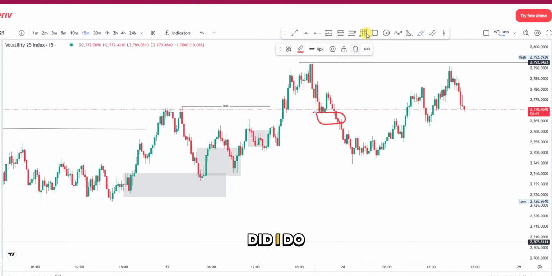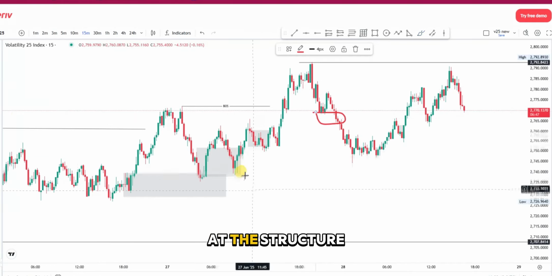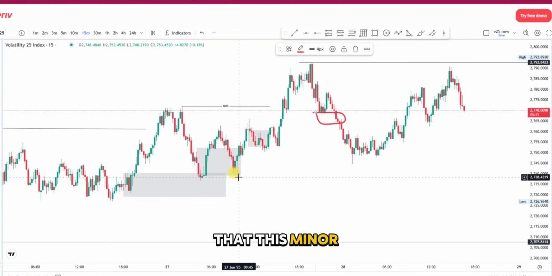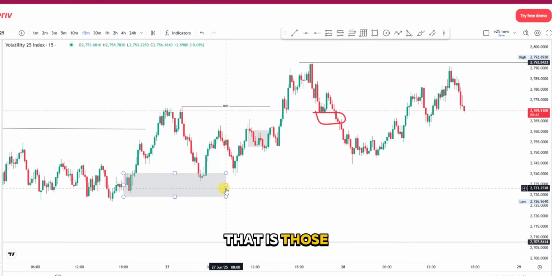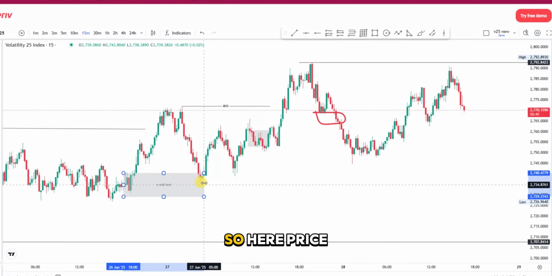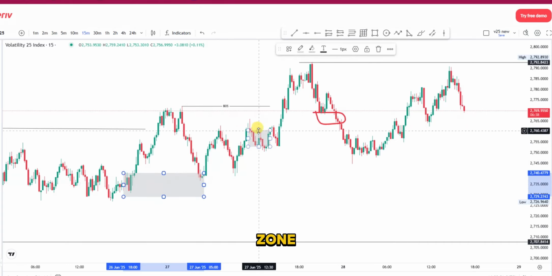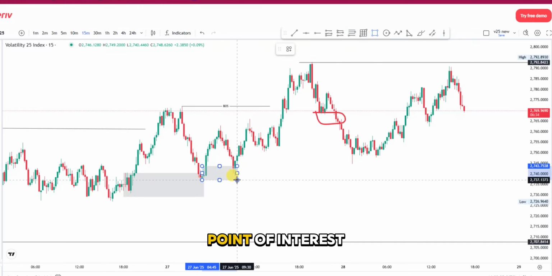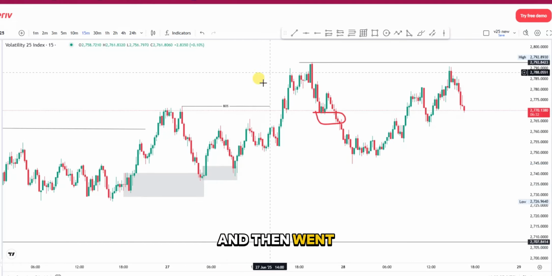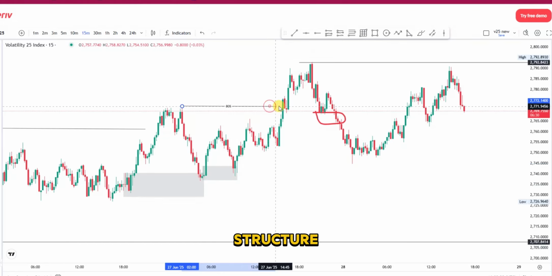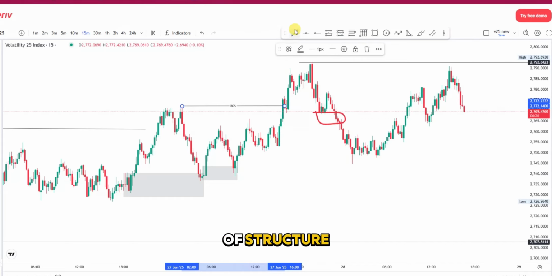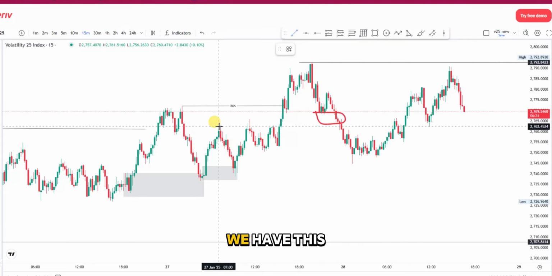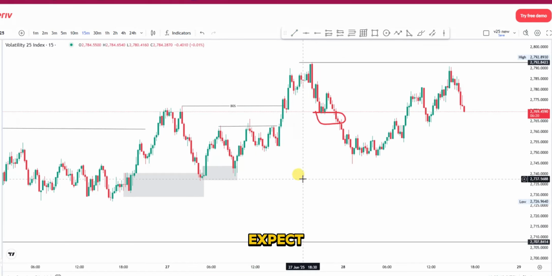So now what did I do? I now looked at the structure that this minor structure is forming, that is, those internal structures that are forming. So here price has mitigated this zone, and let me show you something. Price also came and mitigated this point of interest, and then went and gave a break of structure. This is the 1 hour break of structure, and within the 1 hour break of structure, when I come to the 15 minutes time frame, we have this break of structure. So when you have a break of structure, what do you expect?